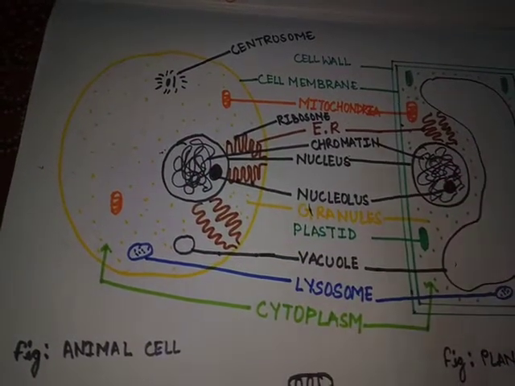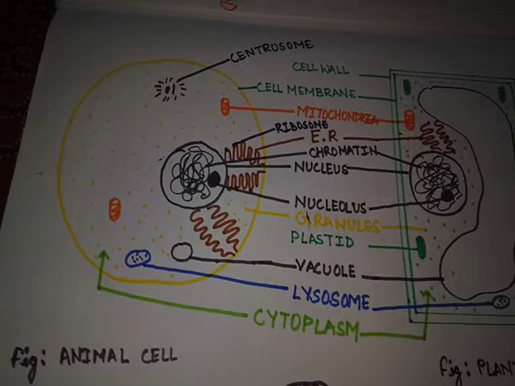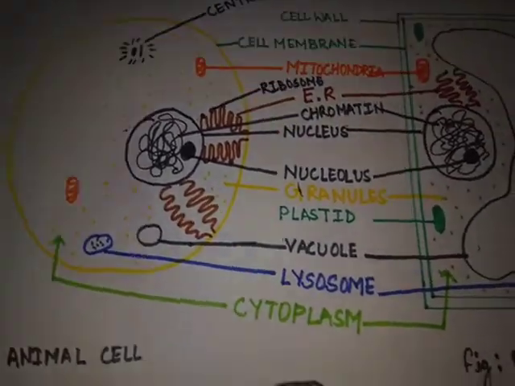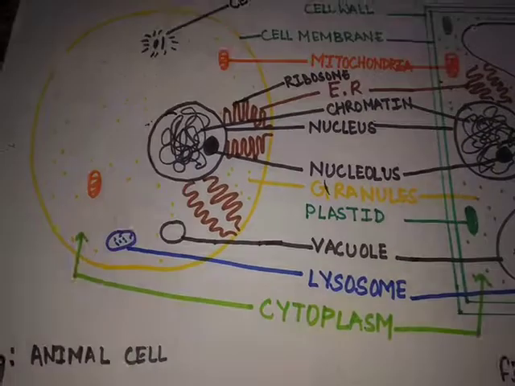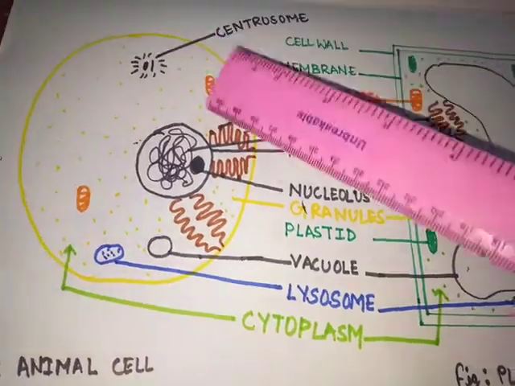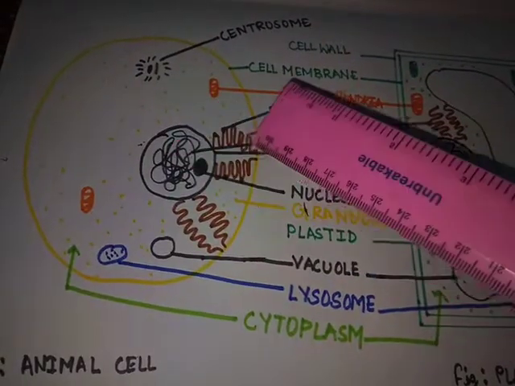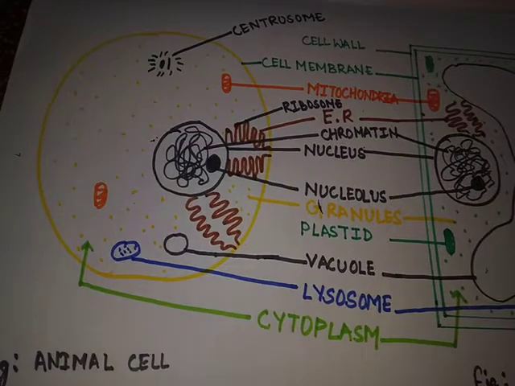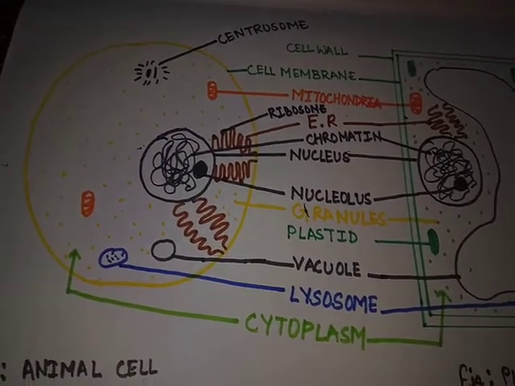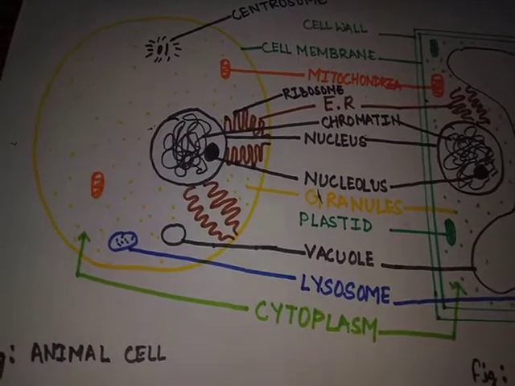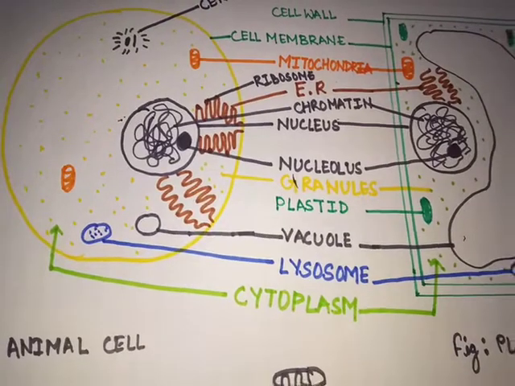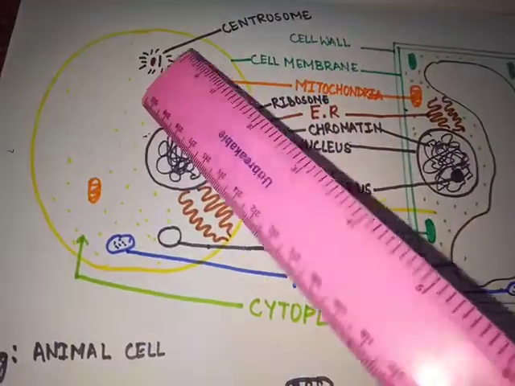These are also known as the chromatin. What is the function of chromatin? It contains the hereditary information from your parents to the offspring. Next one, you can see a black dotted-like structure, that is the nucleolus. Nucleolus helps in protein synthesis by forming and storing the RNA. RNA means ribonucleic acid.